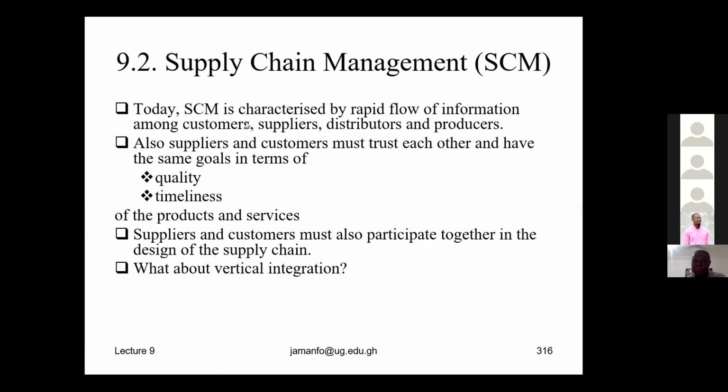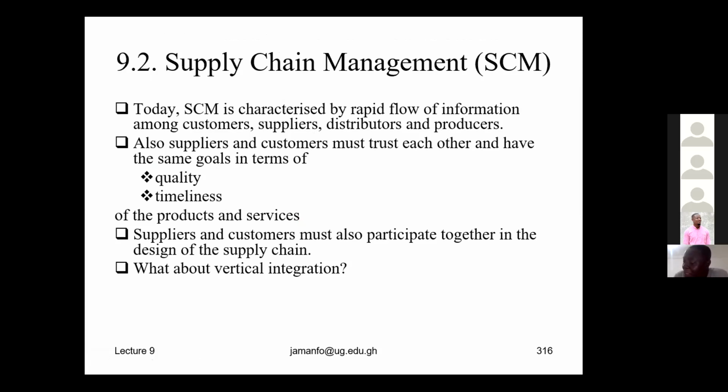Today, supply chain management is characterized by a rapid flow of information among customers, suppliers, distributors, and producers. Also, suppliers and customers must trust each other and have the same goals in terms of quality, timeliness.